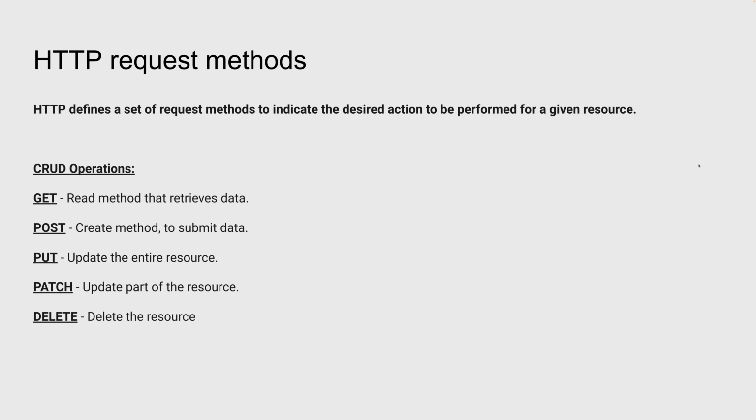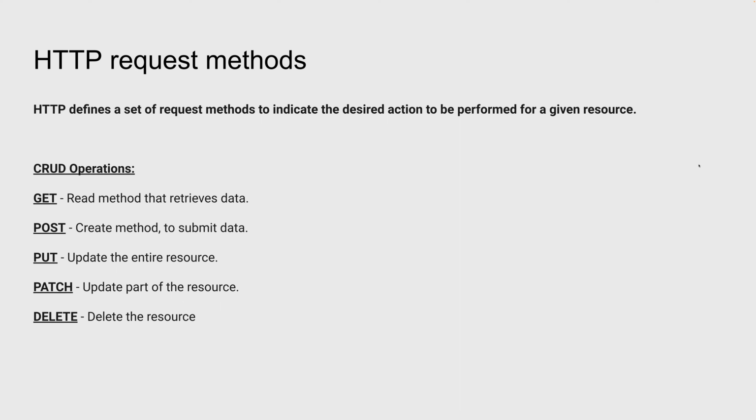POST is a create method to submit data. PUT is to update the entire resource. The PATCH request method is for updating just part of the resource. DELETE is for deleting the resource. All of these 5 HTTP request methods are also called CRUD operations. And these are the most common request methods that we'll be looking at in this course.